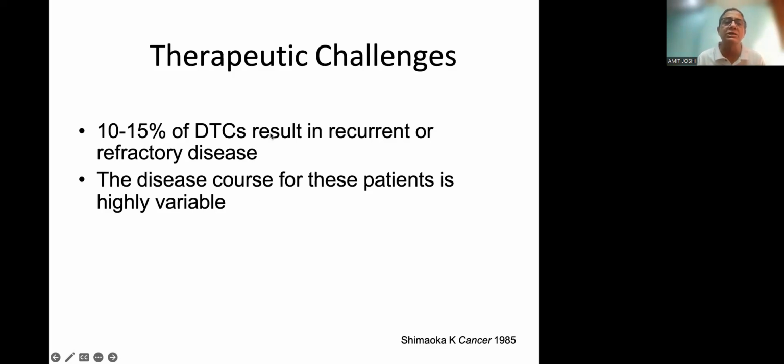So the challenge in thyroid cancer is the management of these patients who unfortunately are not cured, but fortunately 80 to 90% of patients are still cured with the initial surgery followed by radioiodine. Whatever newer advances have come into the management of thyroid cancer are for this group of patients.